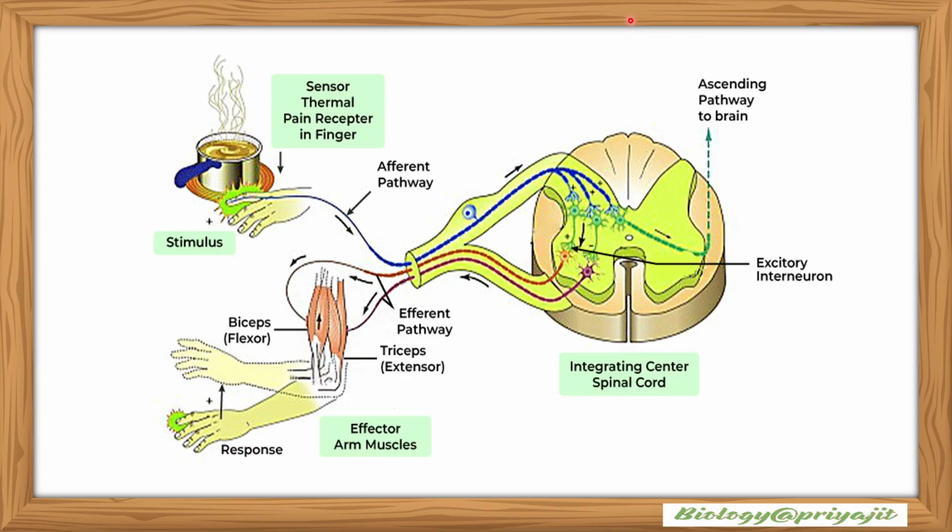Then afferent pathway. The sensory signal travels through the afferent or sensory neuron toward the spinal cord. Then integration. In the spinal cord, the signal is processed by an integrating center involving excitatory interneurons which decide the response. Efferent pathway. The response signal is sent through efferent or motor neurons to the muscles of the arm. Effector response. Flexor muscles like biceps contract to pull the hand away. Extensor muscles or triceps relax to allow smooth movement. Ascending pathway. Simultaneous information is sent to the brain to make us aware of the pain.